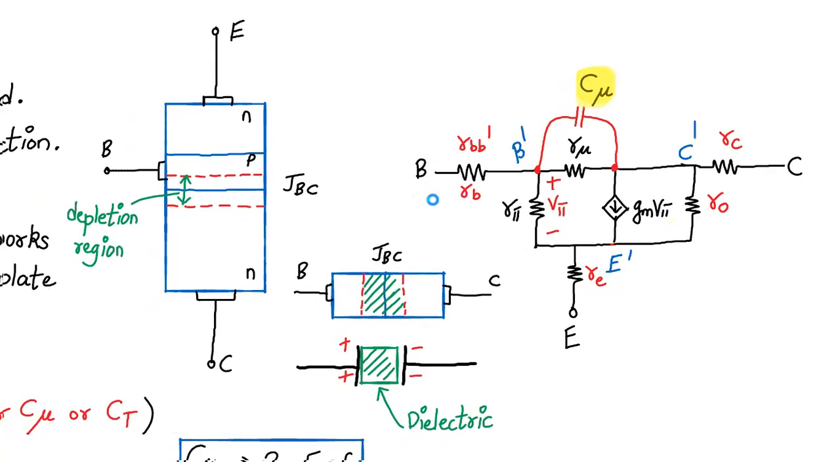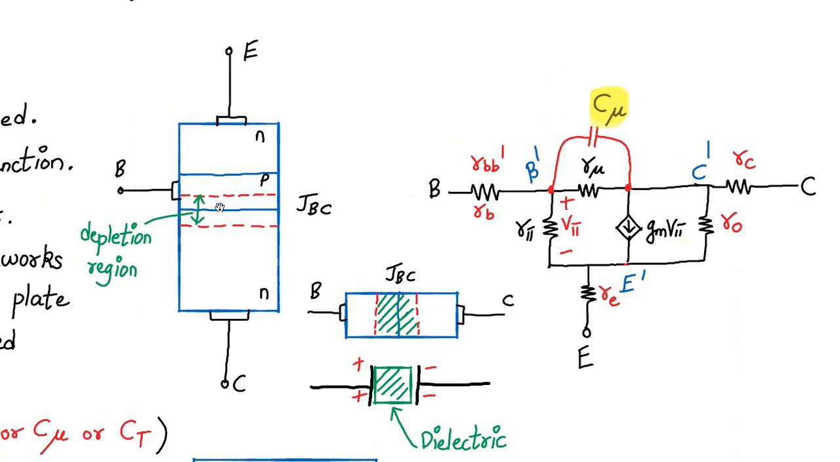Why does this capacitance exist? It is because of the reverse bias base collector junction. This depletion region will keep on changing as the externally applied voltages at these terminals keep on changing. So this is how we add C mu over here. Now let's go to the next part.